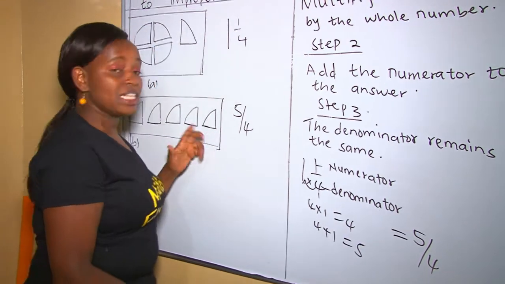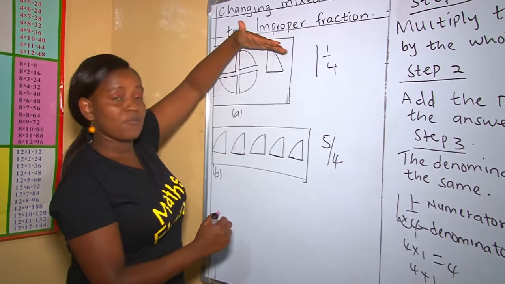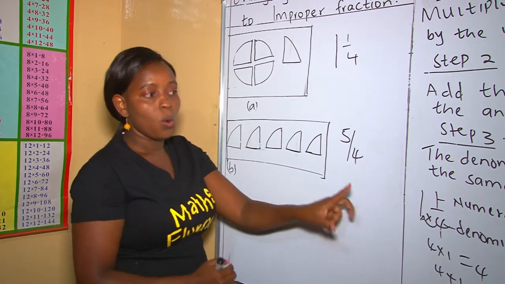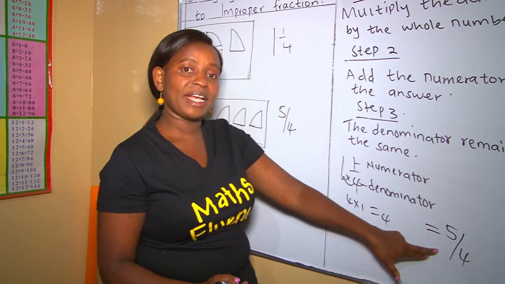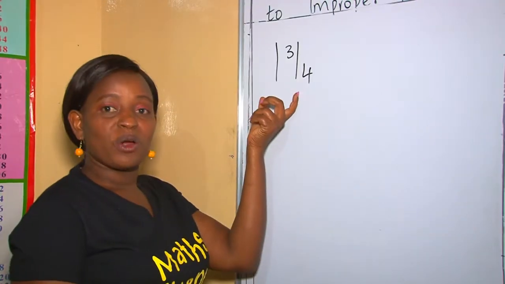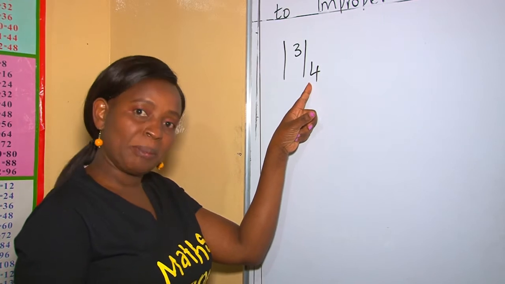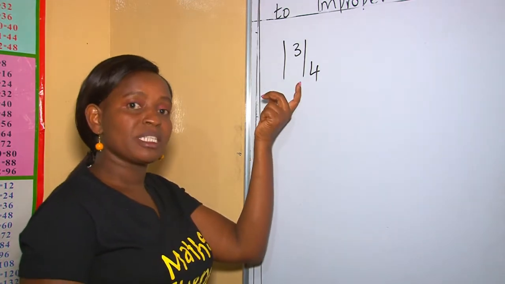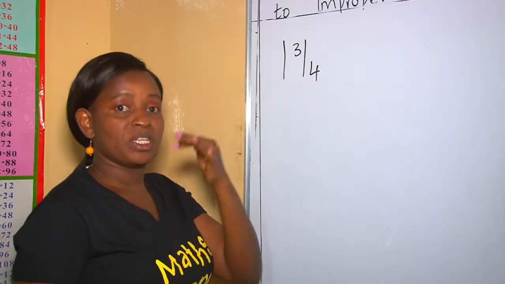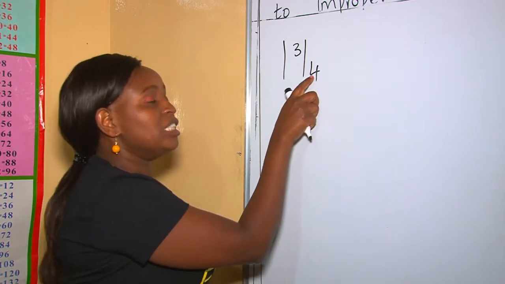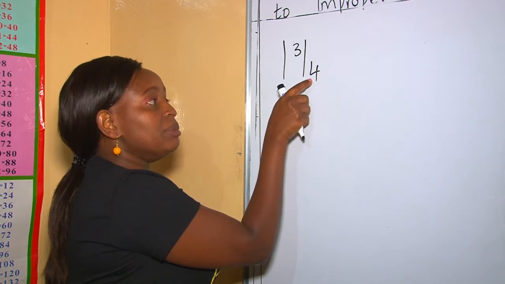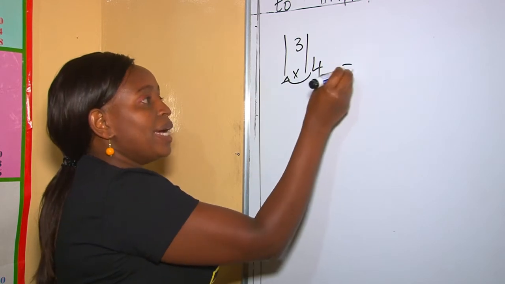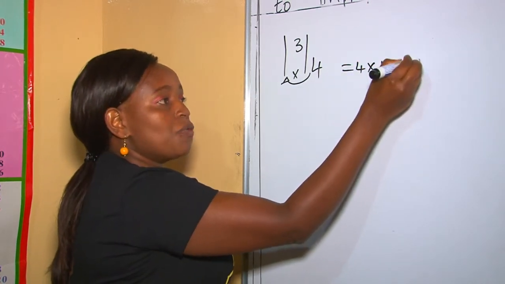As you can see here in the diagram, our mixed fraction was 1 and a quarter. Our improper fraction was 5 out of 4, which we got here. Let's now get more examples as we apply the 3 steps. Let's now convert our mixed fraction into the improper fraction. 1 is a whole number and this is the fraction part of it. To convert a mixed fraction to improper fraction, we follow 3 steps. Step 1 says multiply the denominator by the whole number. Our denominator here is 4. Therefore, 4 multiplied by 1 is 4.